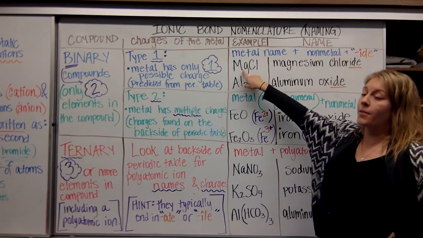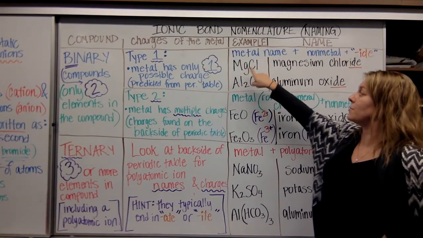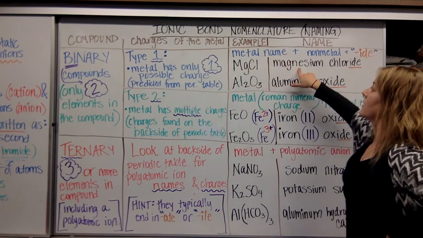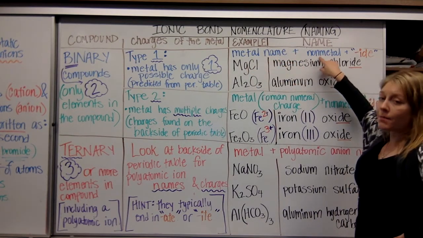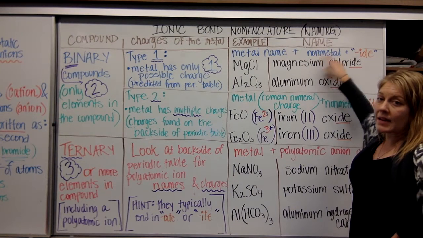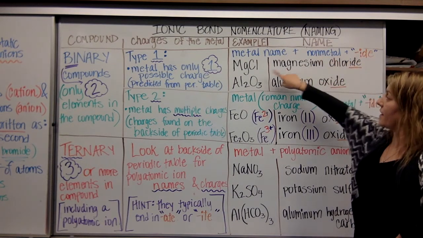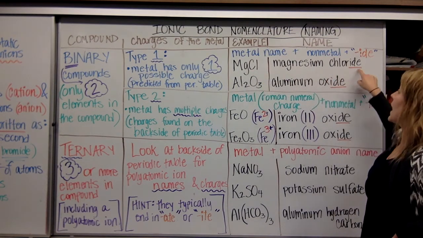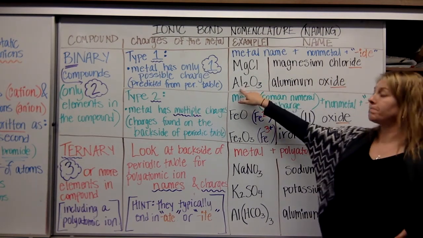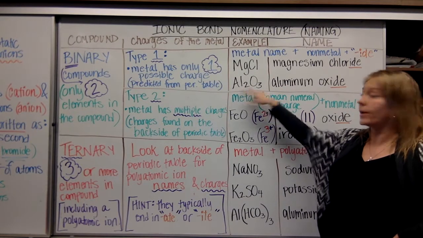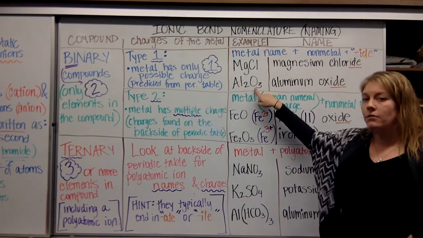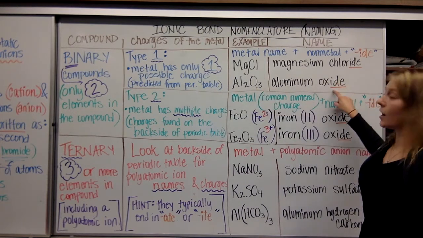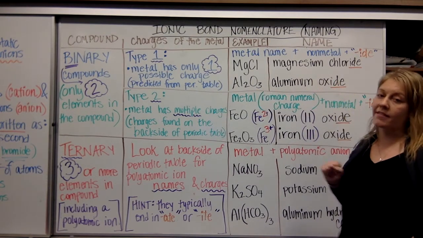Remember, magnesium, or the metal, comes first, then the nonmetal. MgCl. We're going to name the metal, magnesium. Then we're going to name the nonmetal, but drop the ending and add "ide." So magnesium, and this becomes not chlorine, but chloride. Right here, the metal, we just name it aluminum. The nonmetal, drop the ending and add "ide." So oxygen becomes oxide, aluminum oxide.